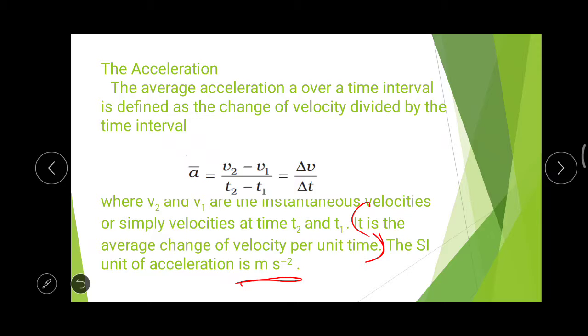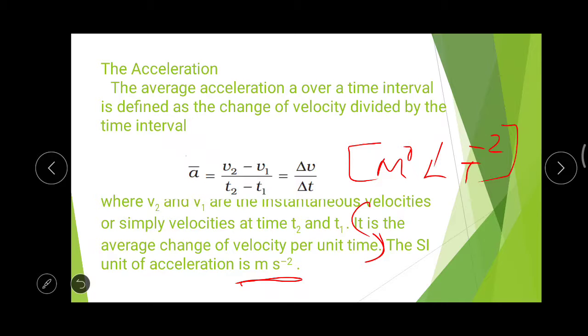And the dimension, as we discussed dimensional formulas in chapter 2, you should know the dimension also. Here the dimension will be M raised to 0, L raised to 1, T raised to minus 2. In the case of velocity, it will be M raised to 0, L raised to 1, T raised to minus 1. So the SI unit of acceleration is meter second raised to minus 2.